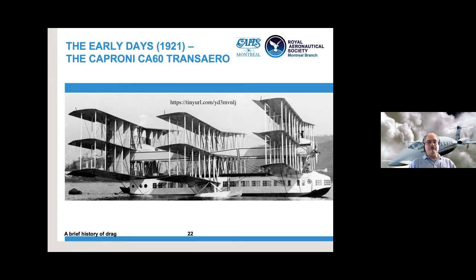So it did have two flights, one shorter than the other. It does fly. There's no possibility ever of it crossing the Atlantic, just simply because they couldn't carry enough fuel because of the drag that had to be overcome to do this.